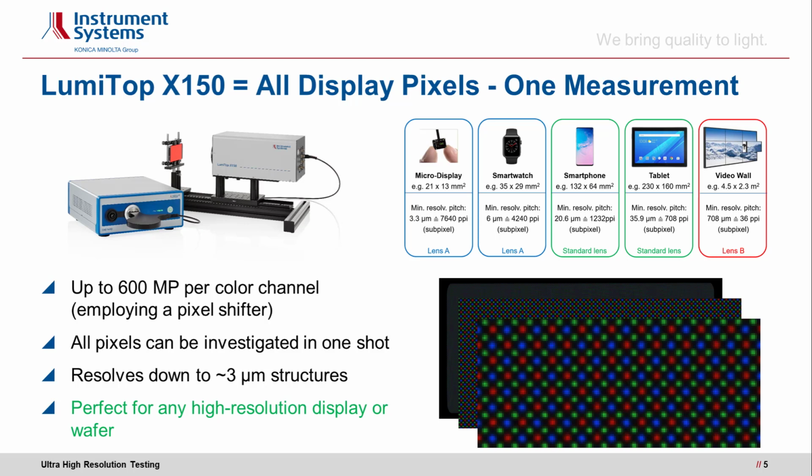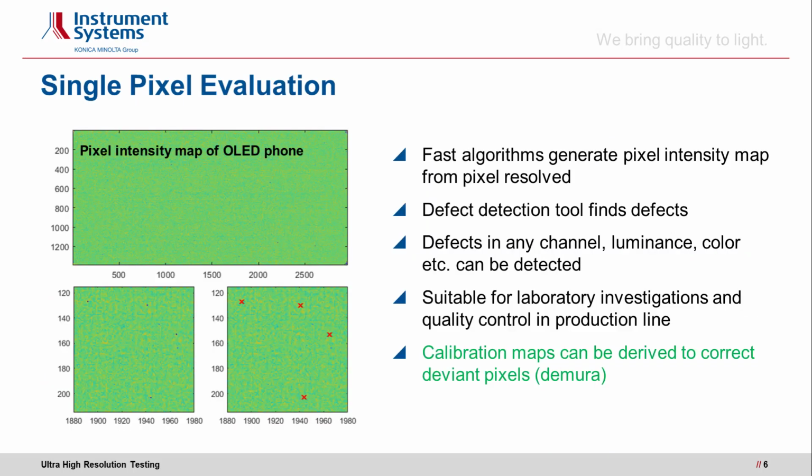Now, the information in these images needs to be processed in a form that makes it suitable for pixel correction. For this purpose, we've developed fast algorithms to generate pixel intensity maps from the images of the display. The pixel intensity map is shown on the left. It has the same dimensions as the resolution of the device being investigated, and it's a form of lookup table which allows for investigation of the behavior of each individual pixel on the display.